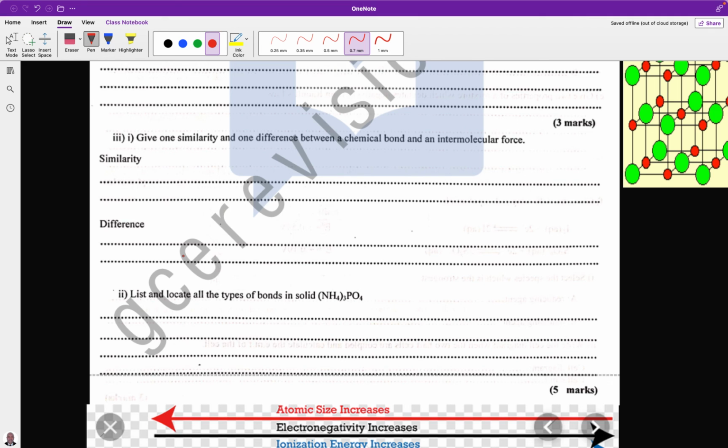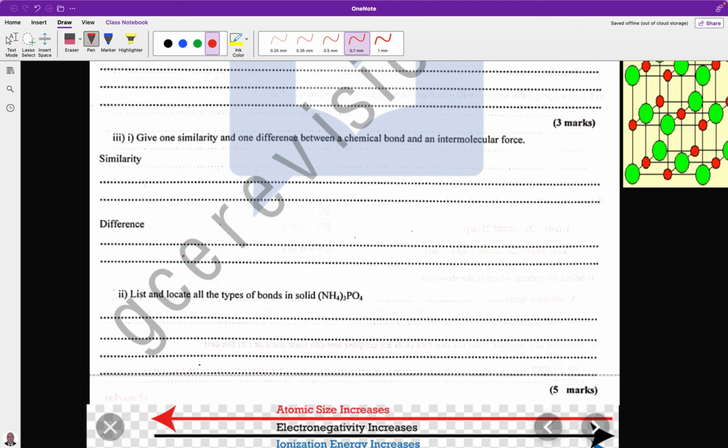What are their differences? You will notice that chemical bonds hold atoms or ions together during a covalent bond or ionic bond. And chemical bonds are stronger than intermolecular forces. Whereas intermolecular forces hold molecules together.